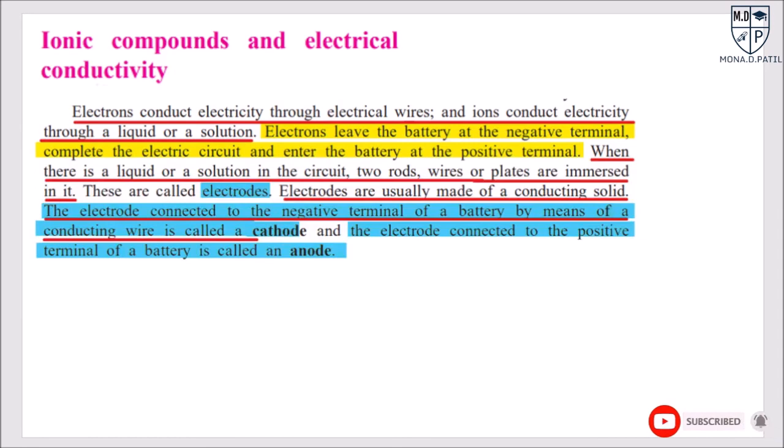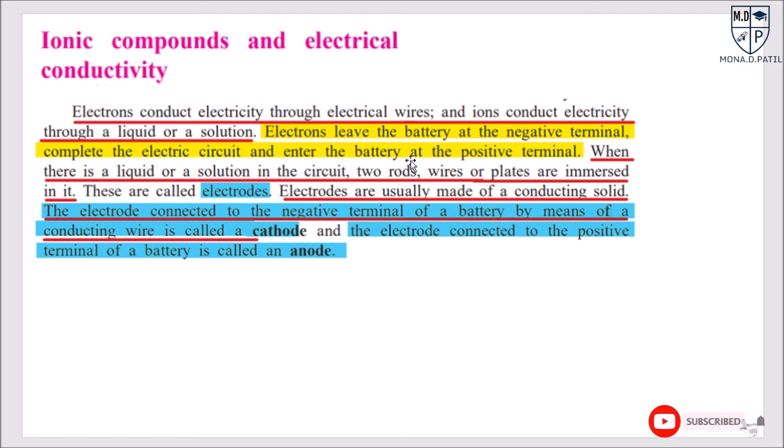Ionic compound and electrical conductivity. So here electrons conduct electricity through the electrical wires, and ions conduct electricity through a liquid or a solution. So electrons leave the battery at the negative terminal and complete the electrical circuit and enter the battery at the positive terminal.